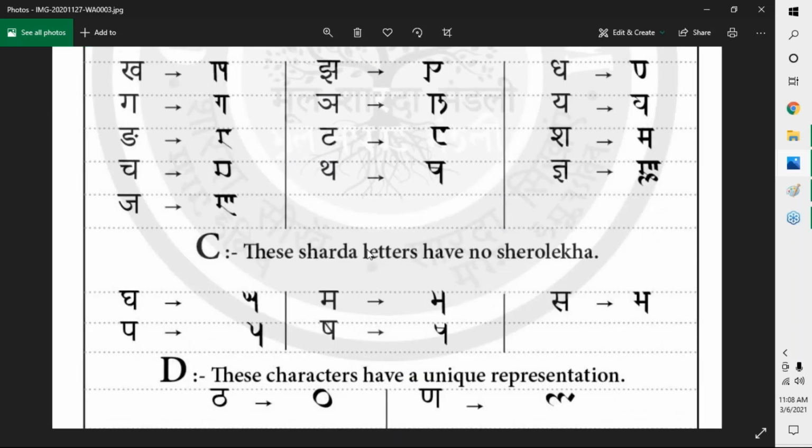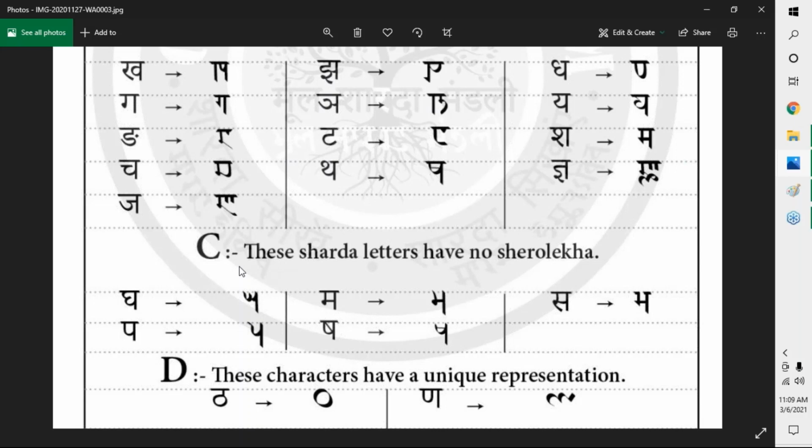Then category C is when there are consonants of Sharda Lipi where we do not have any Shirorekha. For example, Gha, Ma, Sa. Even though there is a slight Shirorekha, there is not a complete Shirorekha. This is also indicative. Even if you don't put the Shirorekha here for Sa, this is still valid. Pa, Sha. So these 5 alphabets in Sharda Lipi are considered category C.